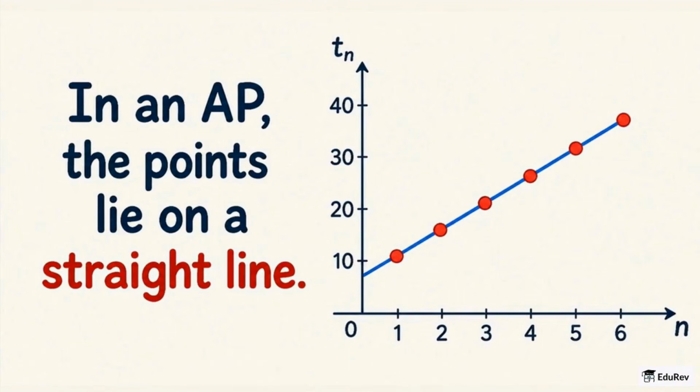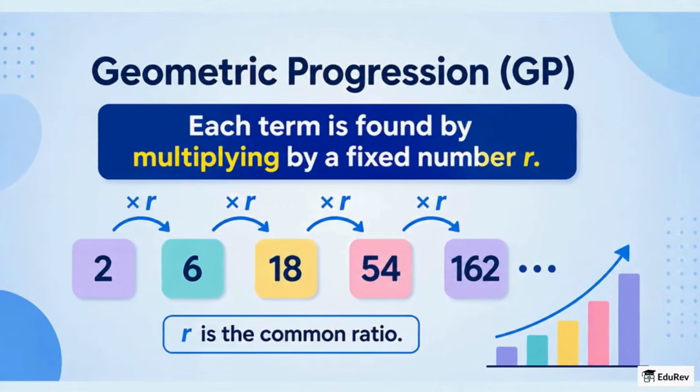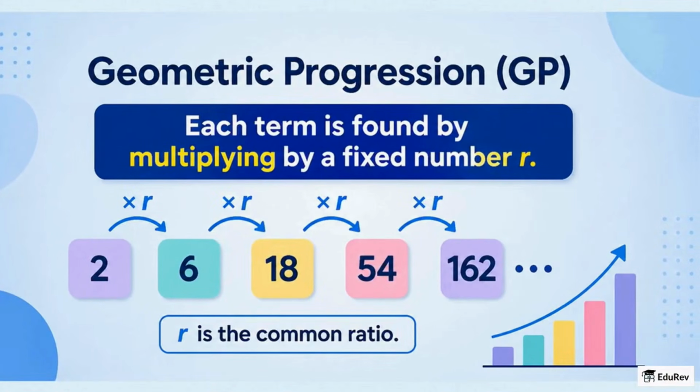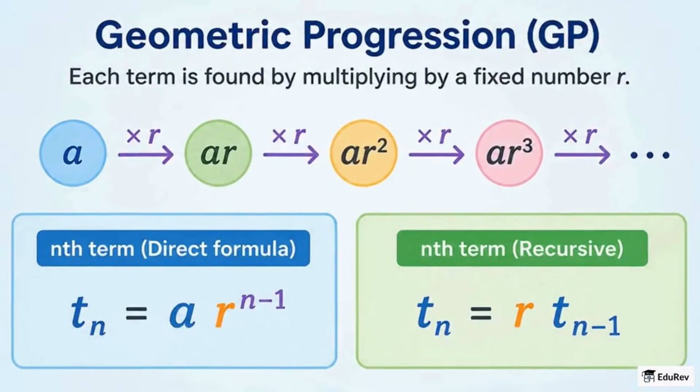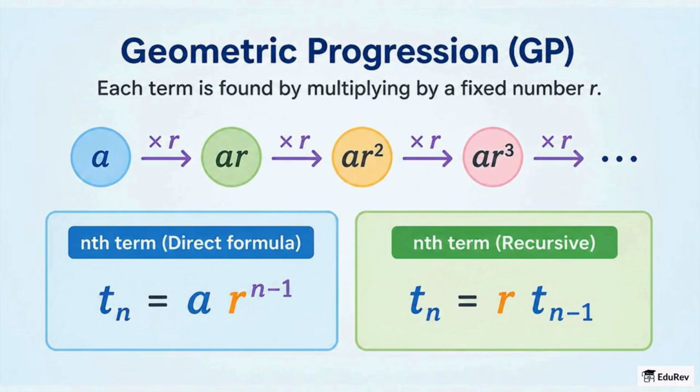Next is geometric progression or GP, where each term is found by multiplying by a fixed number r called the common ratio. A GP looks like a, a times r, a times r squared, a times r cubed, and so on. The nth term of a GP is t sub n equals a times r to the power n minus 1, and recursively t sub n equals r times t sub n minus 1.